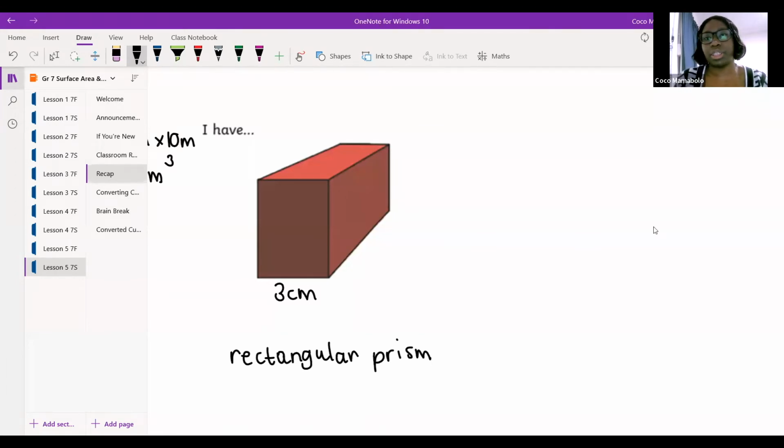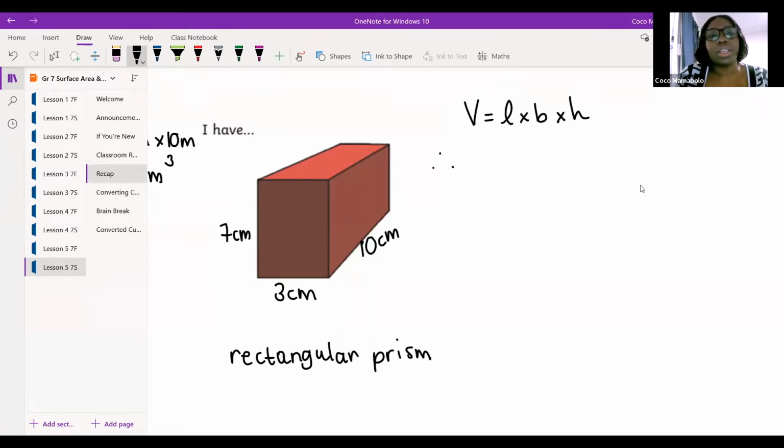Ma'am, the sides are all equal, ma'am. Are they? They're all different lengths. Exactly. They are all different lengths. So I can't just go 3 times 3 times 3, hey? Okay, they're not equal. So I need to make sure that I'm looking for my length, my breadth, and my height. Now my breadth over here is going to be 10 centimeters and my height is going to be 7 centimeters. Now remember, guys, volume is equal to length times breadth times height.